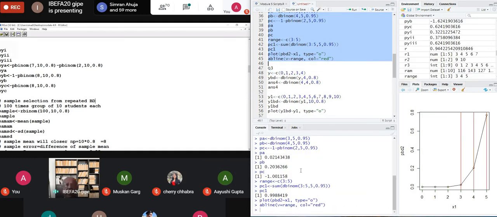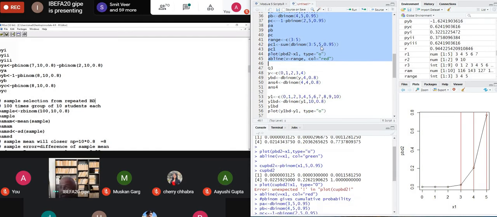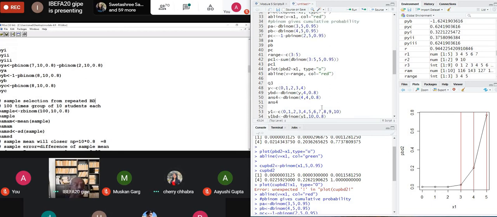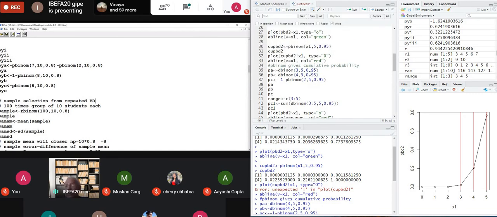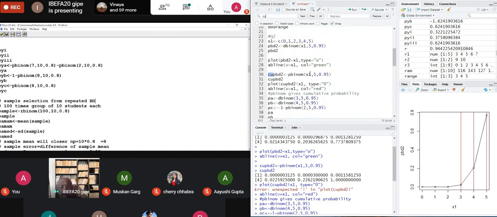Suppose it is 5 in the first 10 students. Is it necessary that in the next 10 students it is 5? No, sir. I told you, independent. So whatever happens in the first sample need not be the same for the next sample because samples are random.